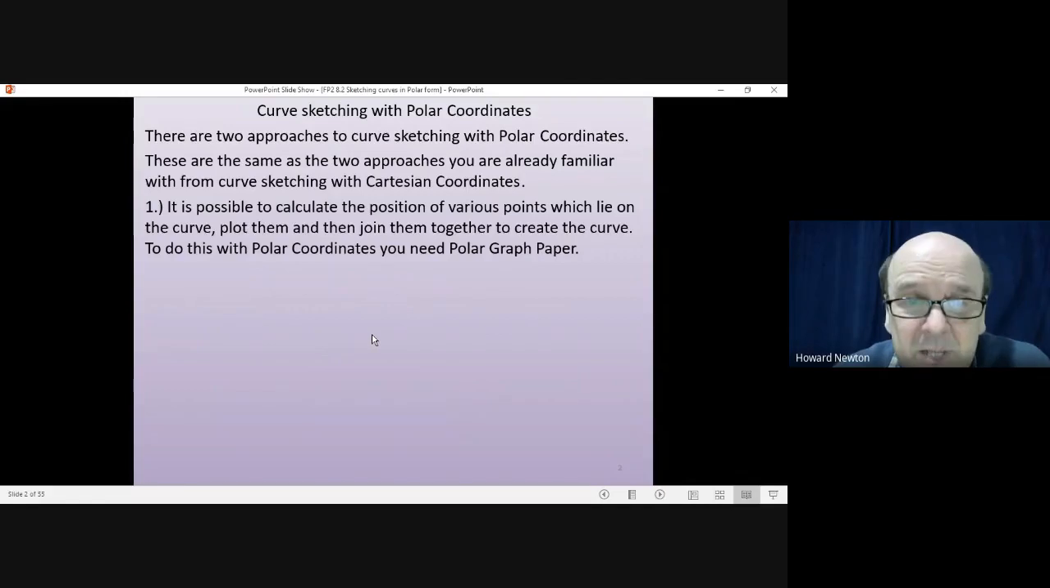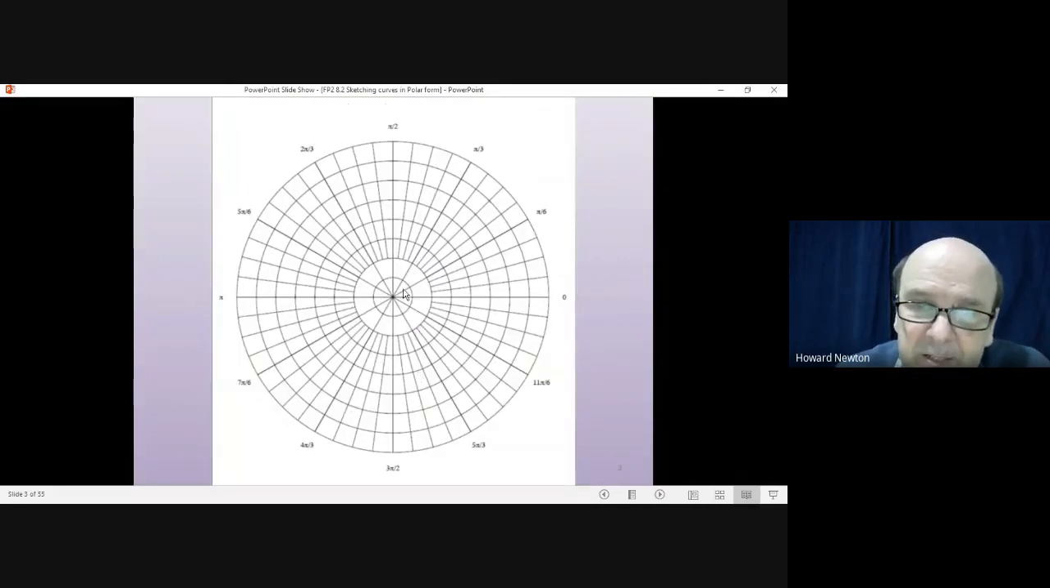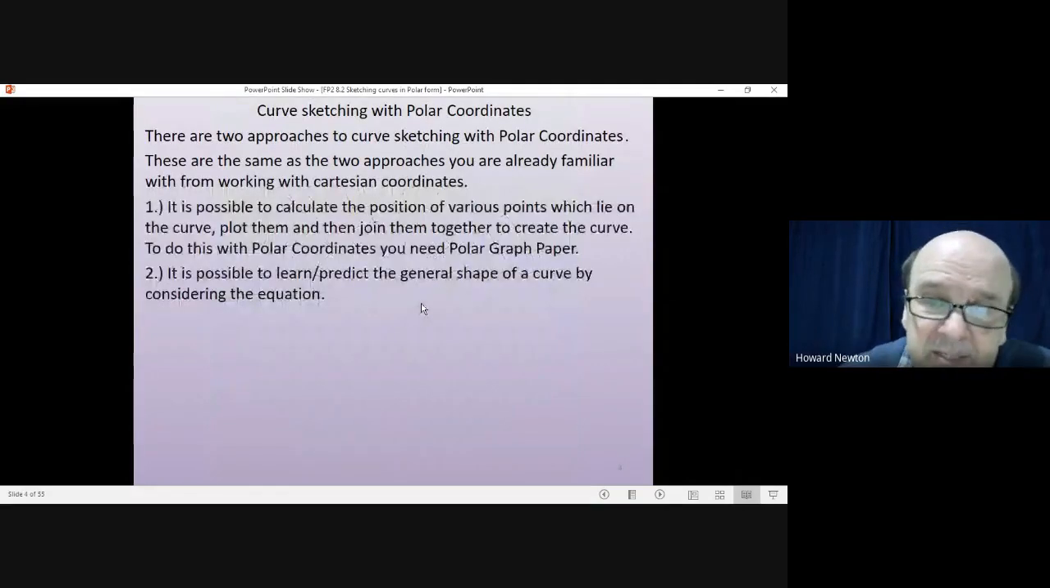Now, to do this, it is helpful if you have polar graph paper, which looks something like this. Distances from the pole are measured off in units, and angles from the positive x-axis are measured, in this case, in multiples of pi by 24 radians. It isn't essential, and for the curves that we're looking at in this lesson, you won't need any.